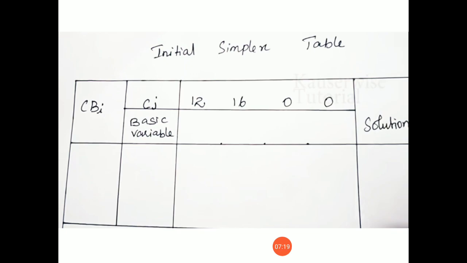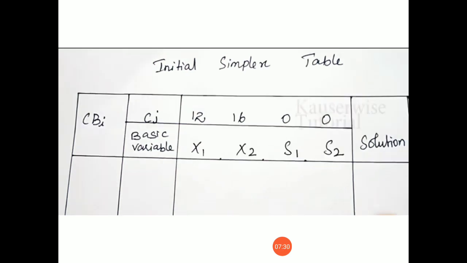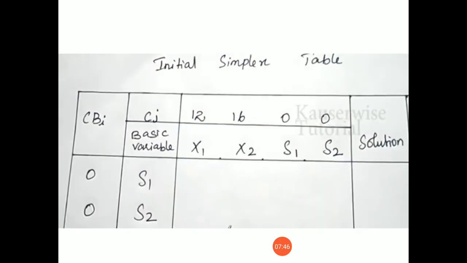Now in the basic variable row, I told you that there are four basic variables in this question, and they are x1, x2, s1 and s2. So I have written these basic variables accordingly. Now below the basic variable column, I will be writing the newly introduced basic variables, that is slack variables, s1 and s2. So below the basic variable column, I have written s1 and s2, the newly introduced basic variables.